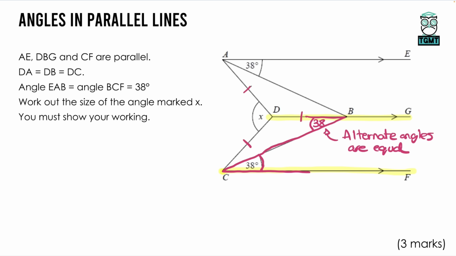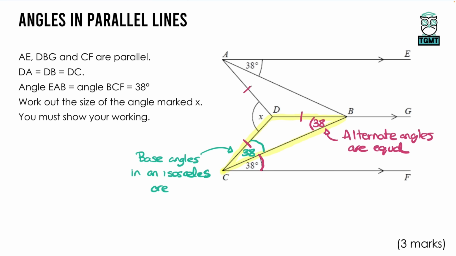Now we can almost come away from all of this image, and we're going to zoom in on this triangle here, because we've already said that's an isosceles triangle because two lines are the same length. On an isosceles triangle, base angles are equal. So this here is 38 as well. And although we're not giving the reason, we have base angles in an isosceles are equal. And that comes up quite a lot. So there we go. Base angles in an isosceles are equal.